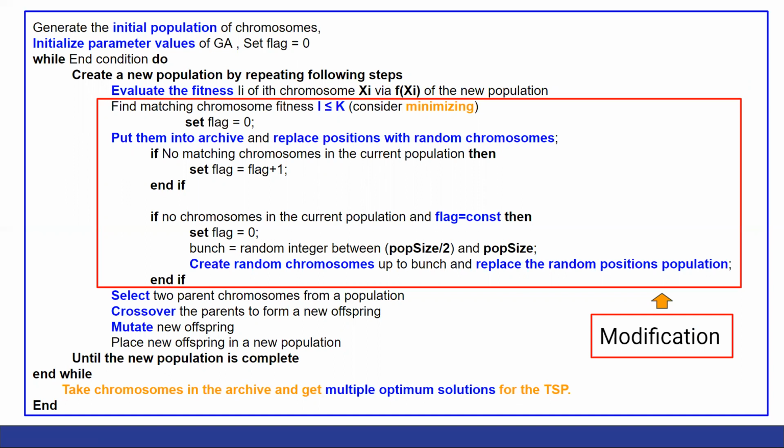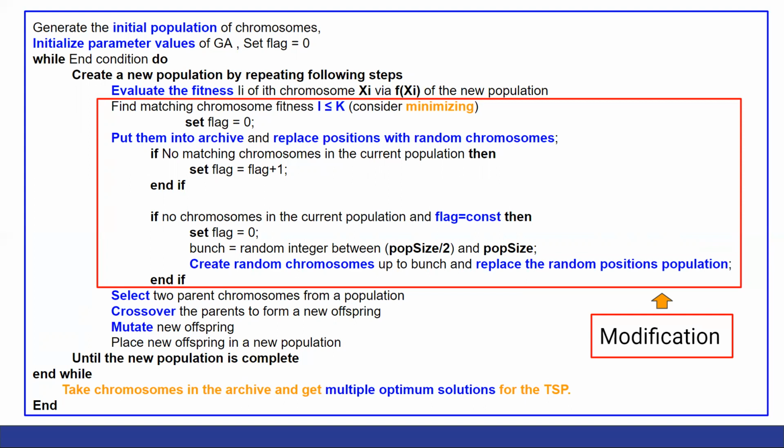At the same time, the archive box is still empty. That means the population is not evolving. We need to change the population. So first, the flag value is set to 0 and then create a random integer up to the upper half of the population size. After that, create random positions. And finally, replace those random positions with newly created random chromosomes.